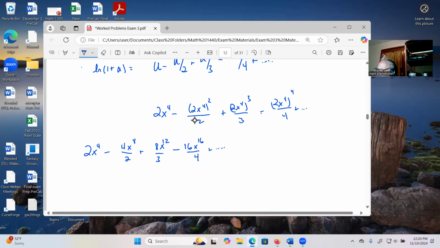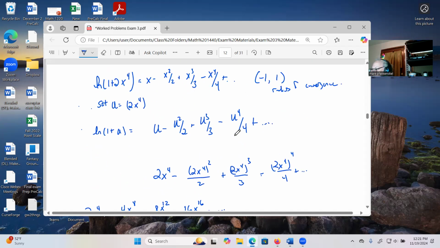Fortunately, they didn't ask us to do anything more with this. They just said go ahead and calculate this out. So 4 over 2 is just going to be 2x to the 8th plus 8 thirds x to the 12th minus 4x to the 16th, dot, dot, dot. That's all they wanted us to do. And again, I'm not interested in having you recalculate a brand new Taylor series for me. Use the one that you have.